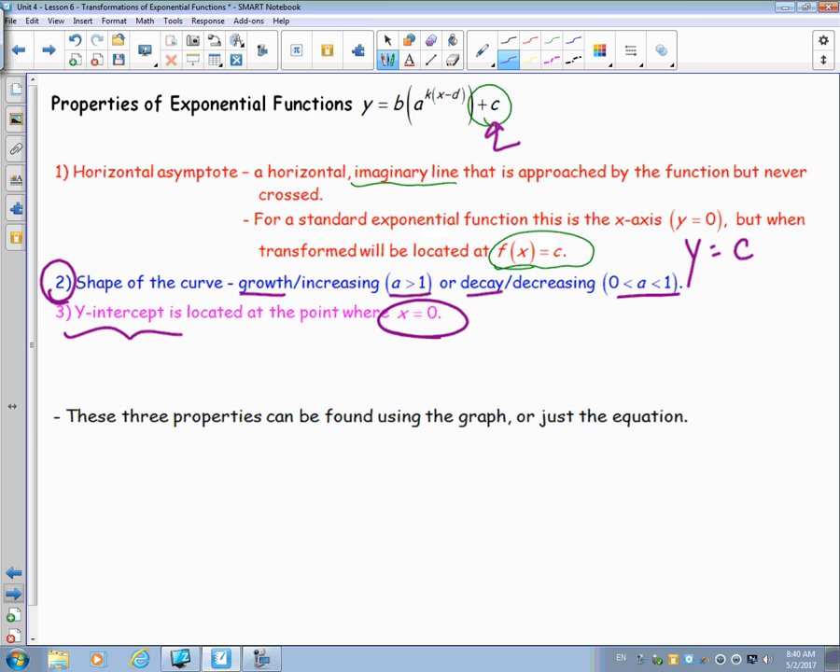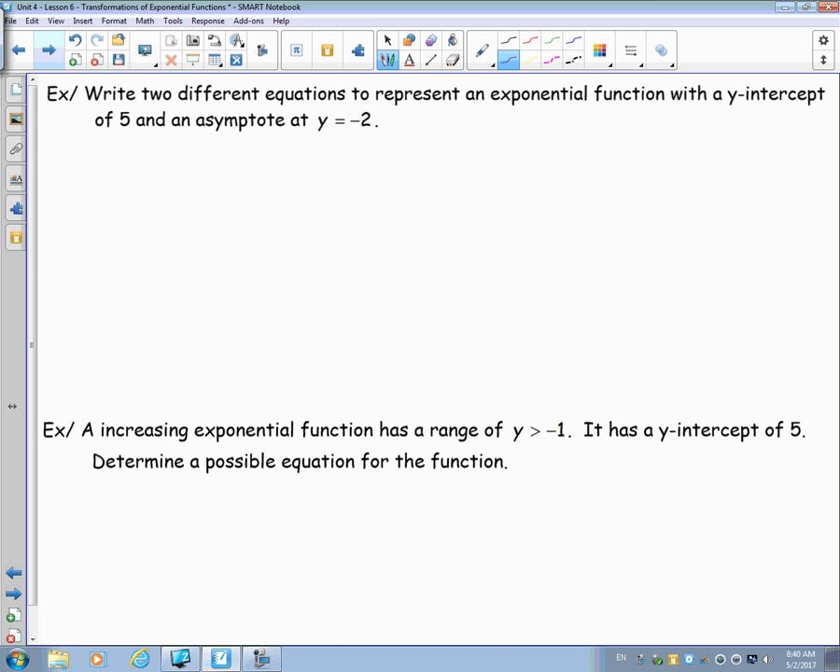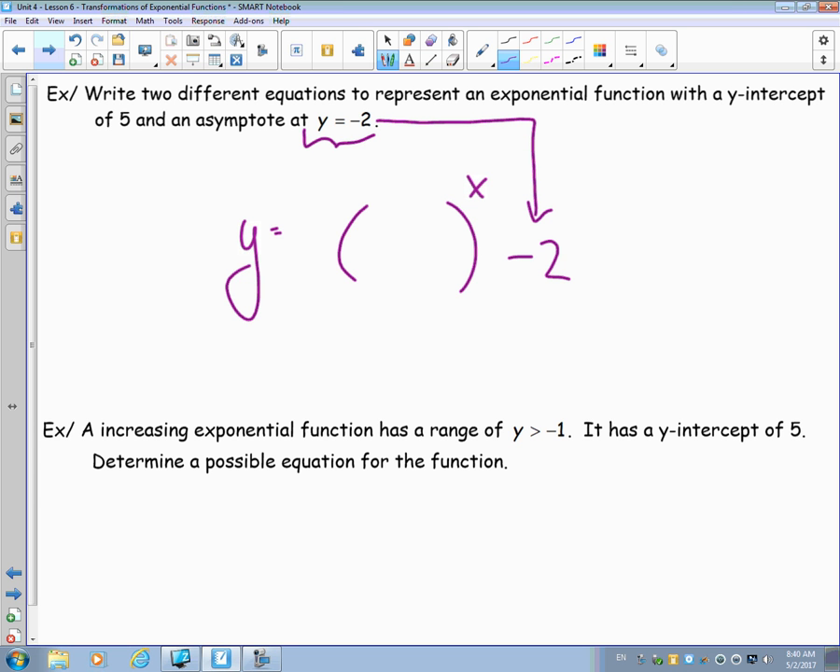Okay. So last example here. Oh, sorry, one more page. Write 2 different equations to represent an exponential function with a y-intercept of 5 and an asymptote at y equals -2. So I need an equation, something with an exponent on it. I've been told I have a horizontal asymptote of y equals -2. That number is my c value. It has to go here. It doesn't tell me if this is a growing or decaying function, so I can pick any base I want to. So let's pick number 2 just to make life easy.